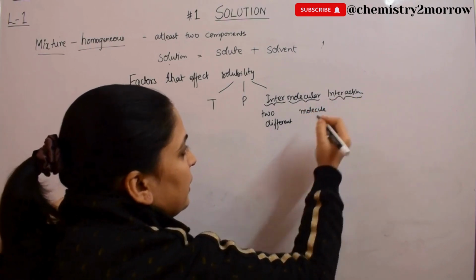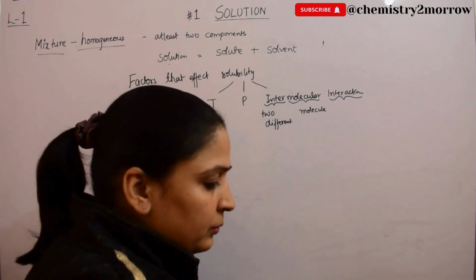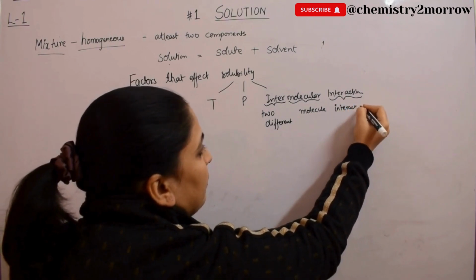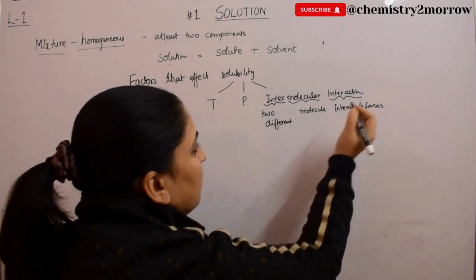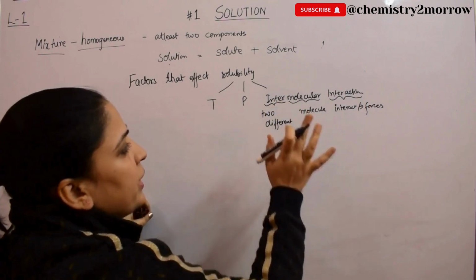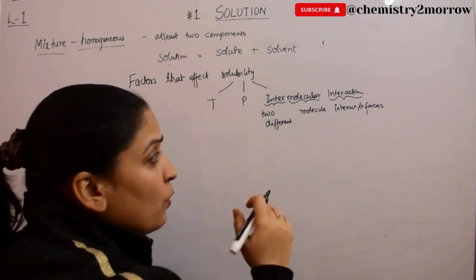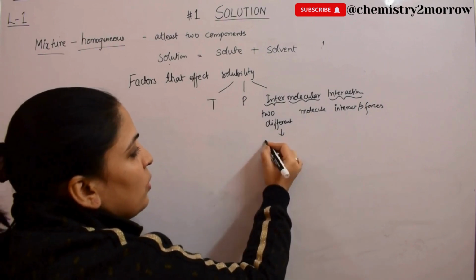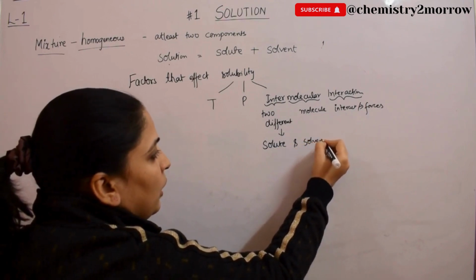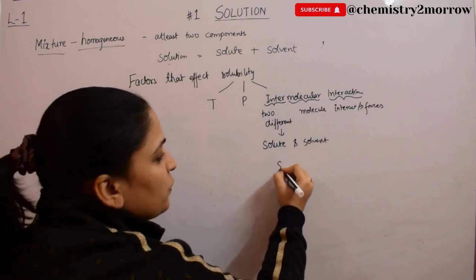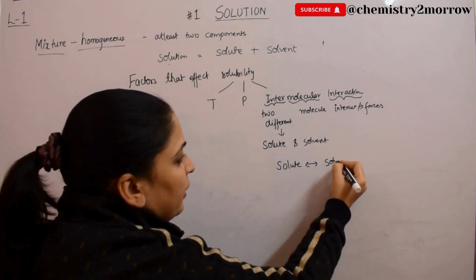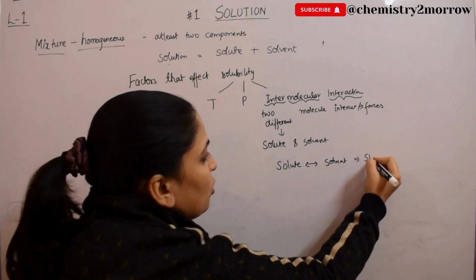Interaction means forces between them. So the forces which are acting between two different molecules is called intermolecular interaction. So what are the two different molecules we are talking about? In this case it is solute and solvent. So if solute interacts strongly with solvent, it means strong interaction.